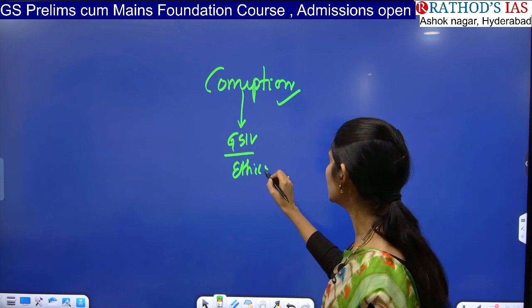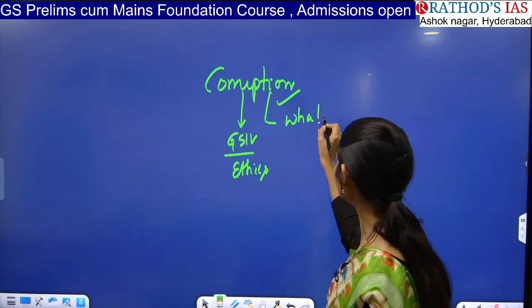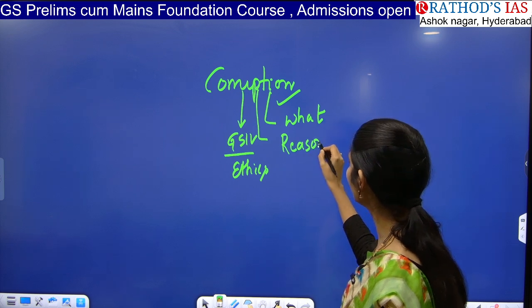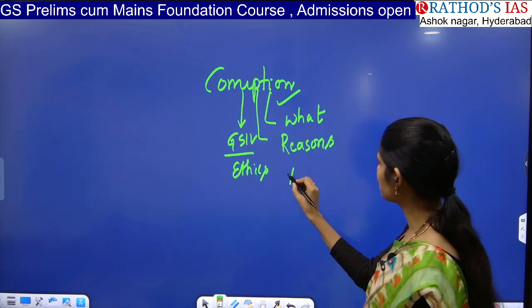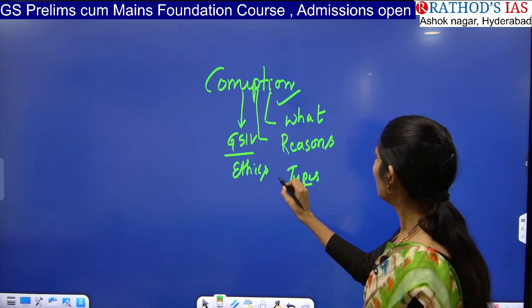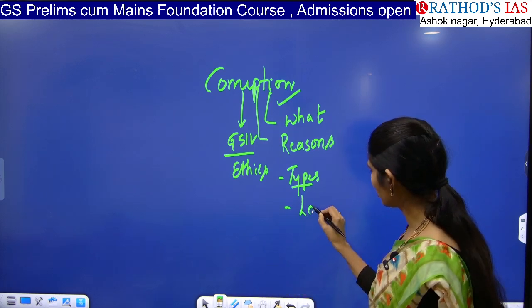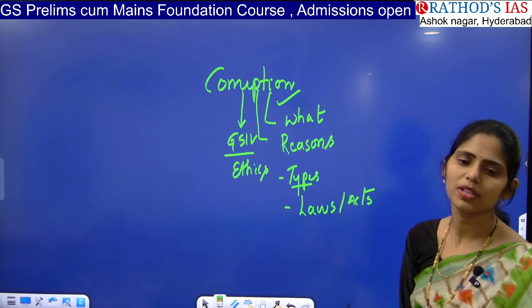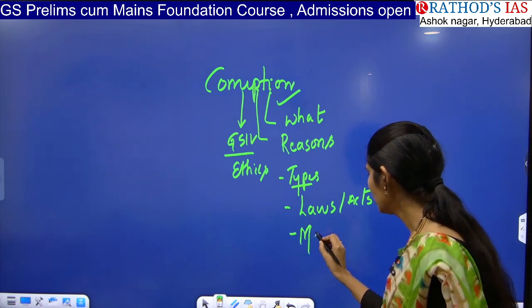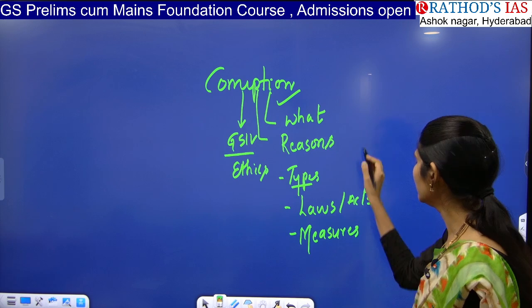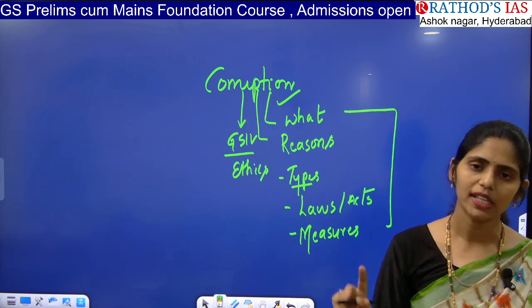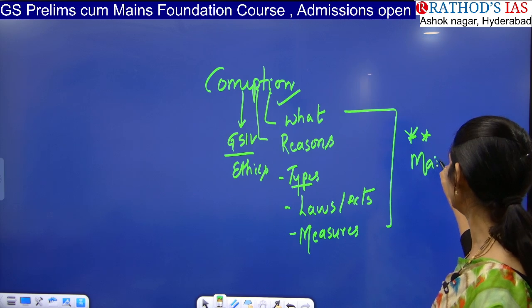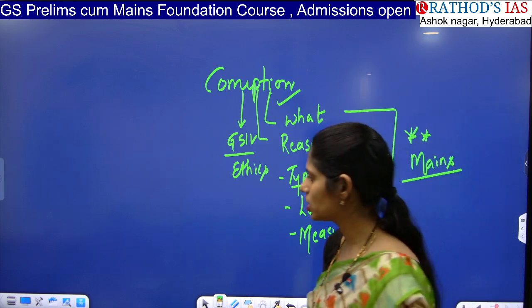What you have to see here is what corruption is and what the causes or reasons of corruption in India are. Next, you have to see the types of corruption. And next, you have to see what laws or acts are present in India trying to stop this corruption. And you have to see what measures can be taken to control corruption. All these things you have to see. This is very important from your mains point of view, and many times UPSC has also asked questions on corruption in GS paper 4.